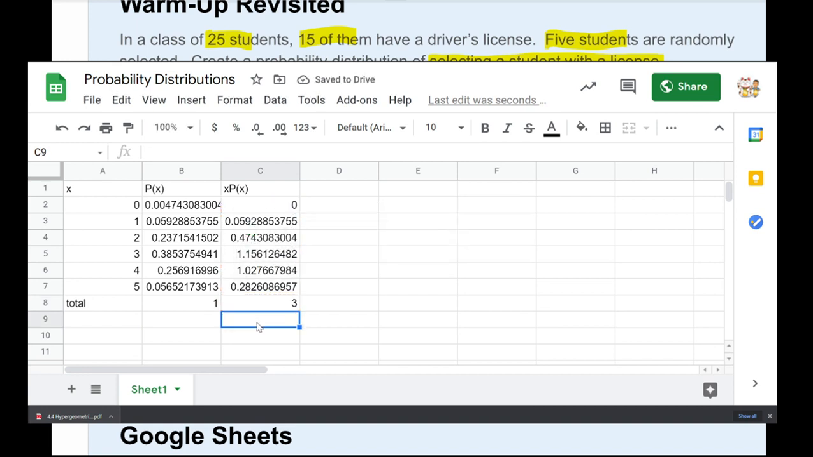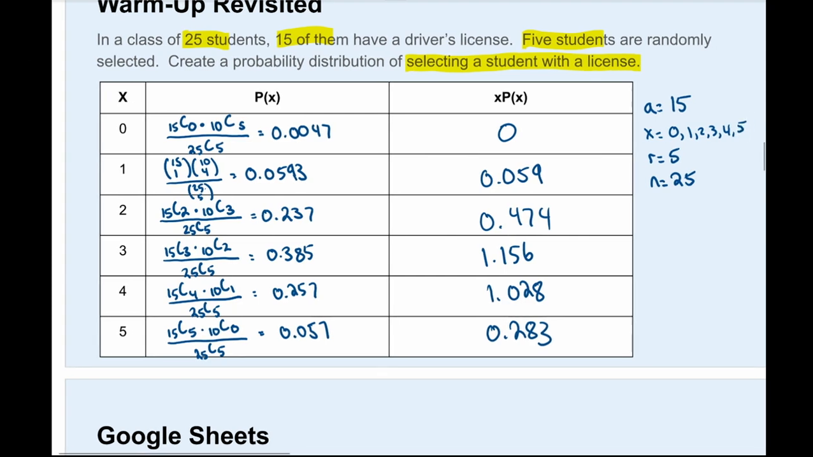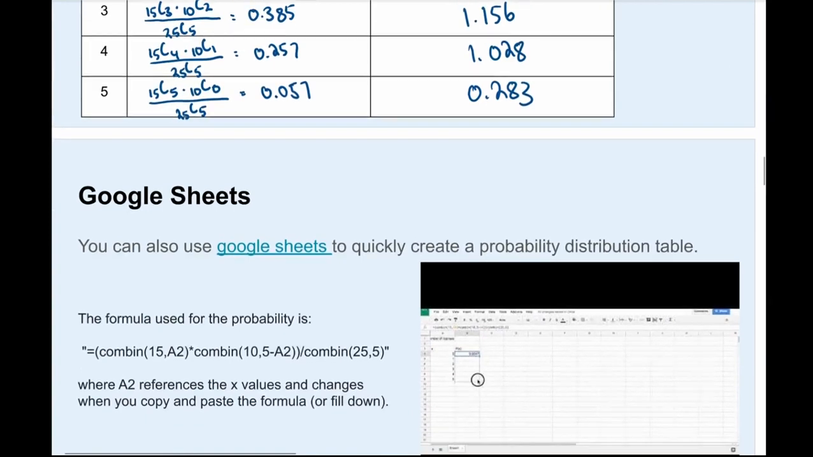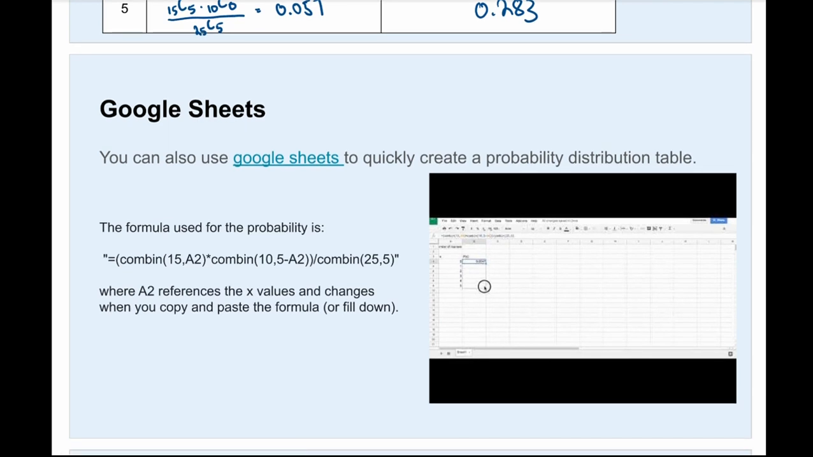So again, different ways we can do it. We could do it all by hand if we really wanted to, but it's sometimes easier to just use Google Sheets to help us fast track those calculations. So we just filled out our table just for reference. Again, we did talk about using Google Sheets for this, going through, entering in our formulas, and just dragging it down to carry over.